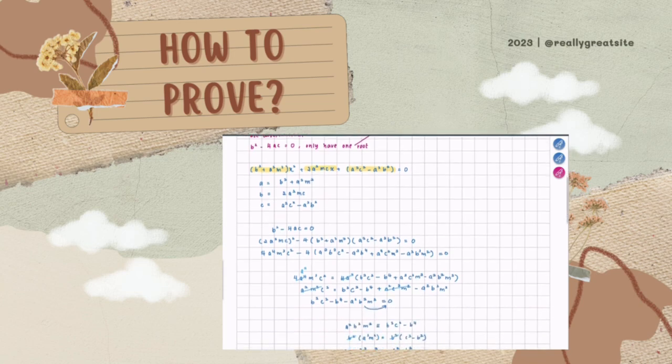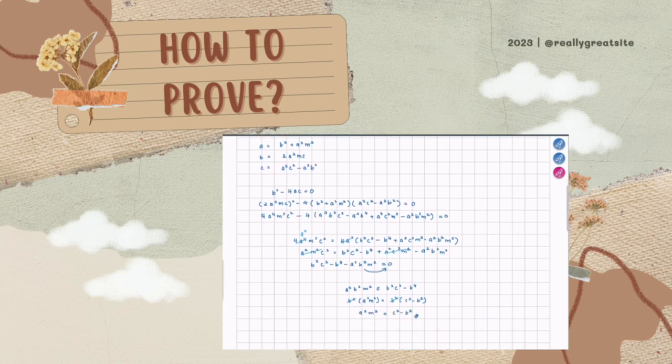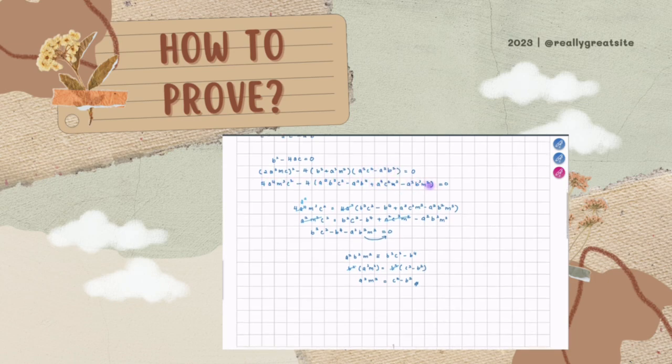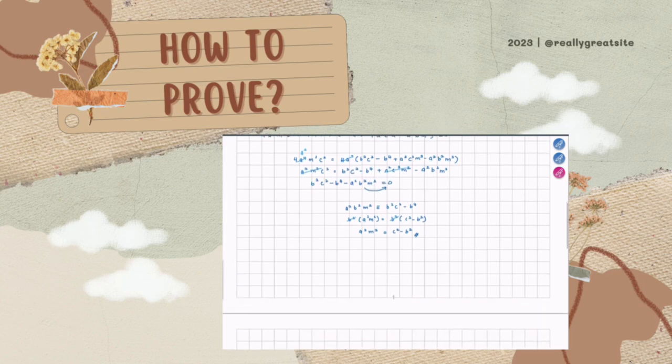So from the quadratic equation, we know a is b² + a²m², b is 2a²mc, and c is a²c² − a²b². So we substitute into the discriminant formula. So this is b, a, and c. So we expand like usually and solve it until the end, and we have proof that a²m² is equal to c² − b².